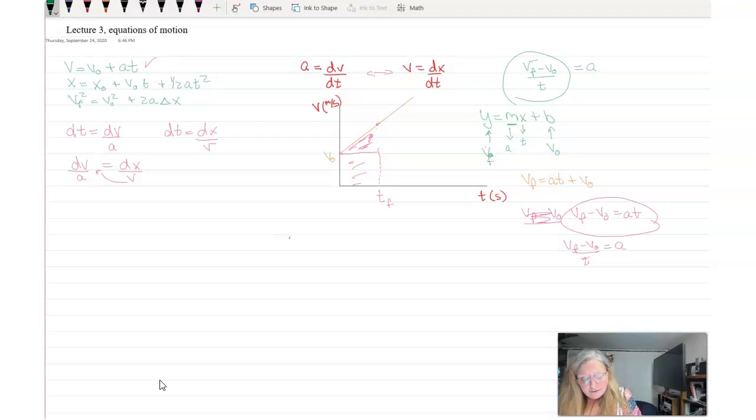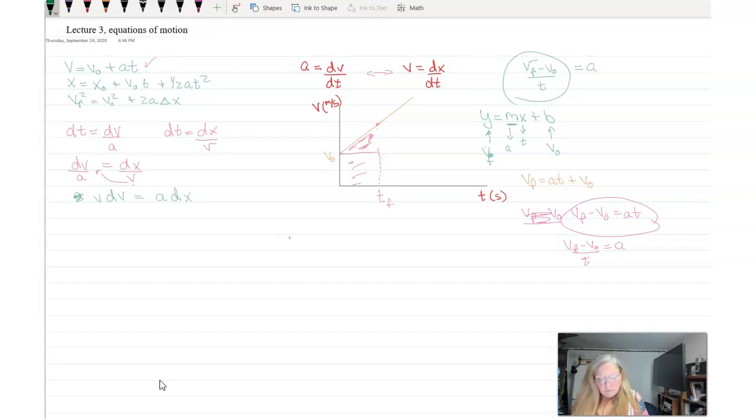All right, but I do need to move this one because I have a dv and I have a velocity. So that can't stay on its side. It needs to go with its d component. So I'll have v dv equals a dx.